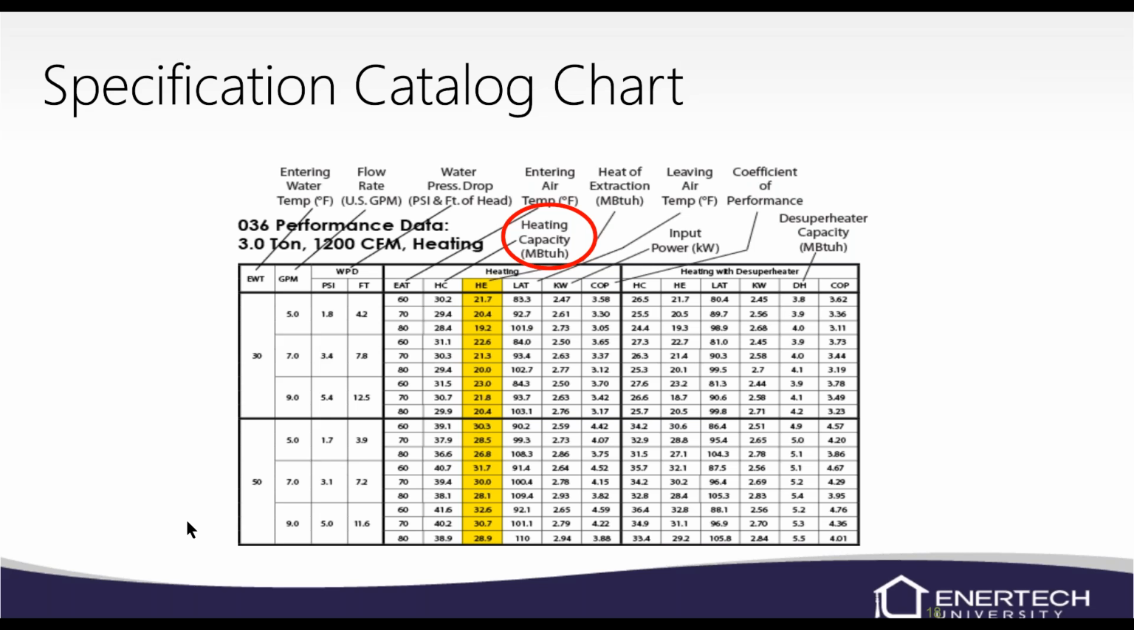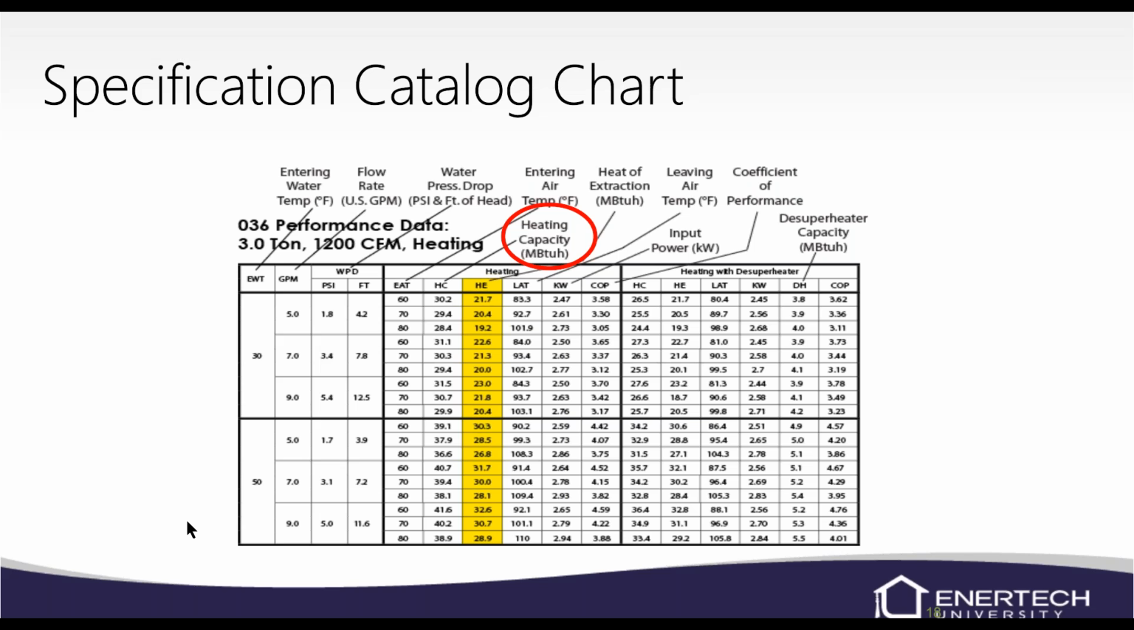Now, watts don't really mean a whole lot to us. So whatever watts we get, if we multiply that times 3.41, that gives us BTUs. So we can actually figure out what we're producing with the heat of compression, and what the heat of extraction is. With that heat of compression, we can figure out how efficient the unit is running.